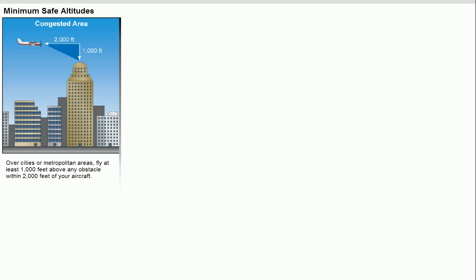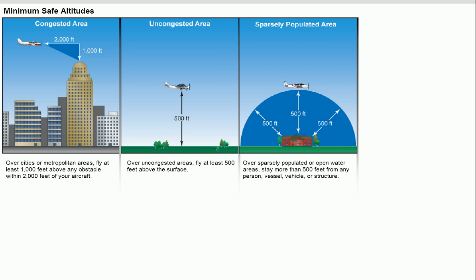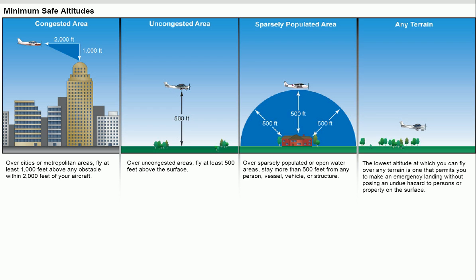A congested area can be a city, a town, a settlement, or an open-air assembly of people. Obstacle clearance over uncongested and sparsely populated areas is reduced significantly. When flying over an uncongested area, you must fly at least 500 feet above the surface. Over sparsely populated or open water areas, you cannot fly within 500 feet of any person, vessel, vehicle, or structure. The lowest altitude at which you can fly over any terrain is one that permits you to make an emergency landing without posing an undue hazard to persons or property on the surface.